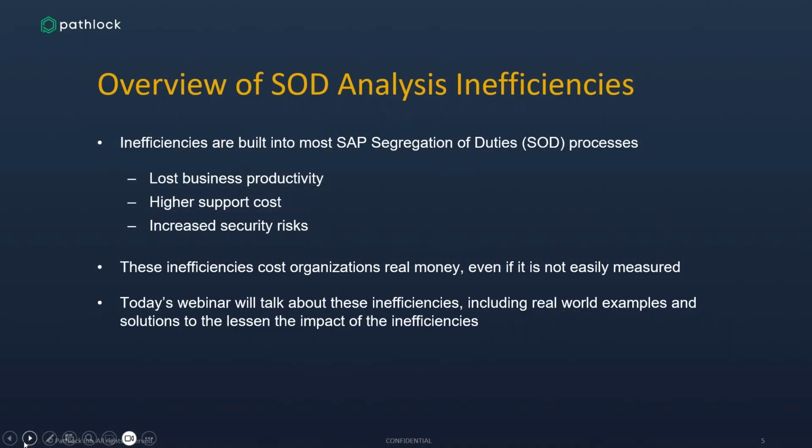So it's really hard to measure that, but that doesn't make it not an issue even if you can't measure it. So in today's webinar, we're going to talk about these inefficiencies, examples of them, and then solutions that we've got here at PathLock or just in general that can be used to lessen the impact of the inefficiencies. There's no way to get rid of them all, but the processes can certainly be tighter.